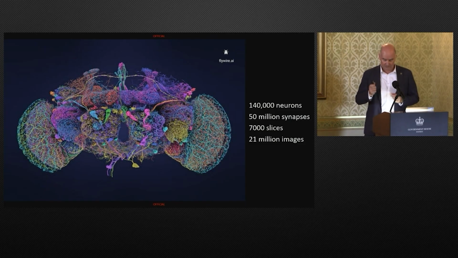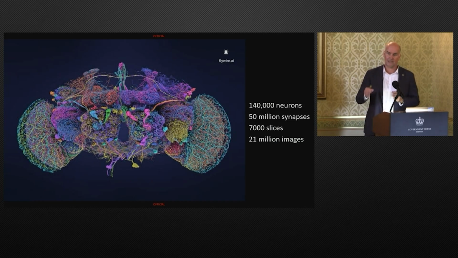What you can see there is a complete wiring diagram of how every single one of those 140,000 neurons connects to every other one of those 140,000 neurons. It's roughly 50 million connections. And that map was just published recently. That map was made by taking a fruit fly brain, which I'm telling you is a very small thing, slicing it up into 7,000 slices and then shooting it through electron microscopes to generate 21 million different images, and then using AI to put all those images back together and generate a 3D map. That is a complete wiring diagram of that brain.